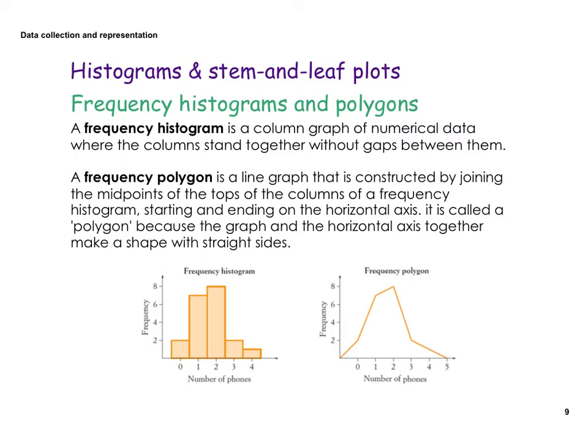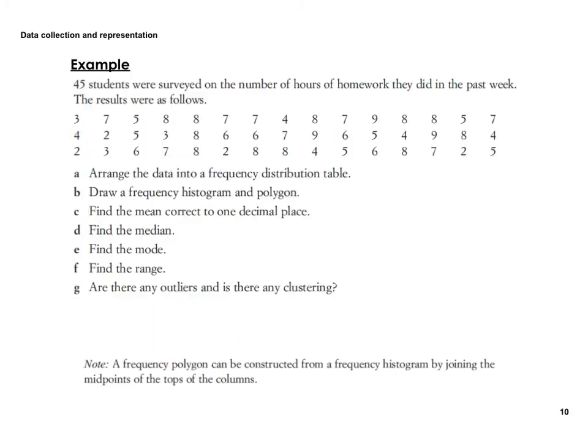Now just in terms of how we actually get the polygon, back to what it says here about the midpoints of the tops of the columns. So basically, putting dots here, you join them up, and that's your polygon shape. This and this. If you don't do this last bit here and connect it to the axis again, you can lose a mark. So make sure you always start and finish on the axes.